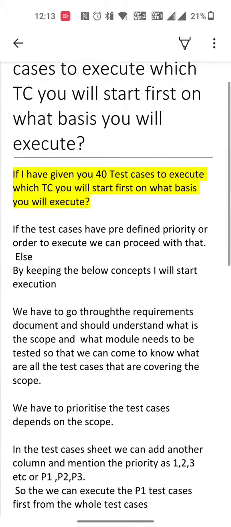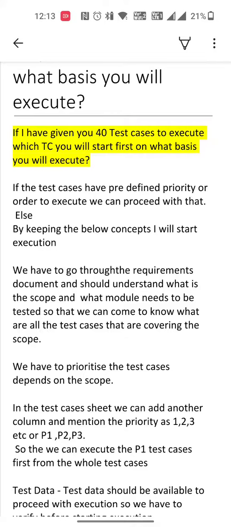We have to go through the requirements document and understand what the scope is and what module needs to be tested, so that we come to know which test cases are covering the scope. If we have 40 test cases, then the main coverage will be covered by at least 20 test cases. So we can pick those test cases and execute them first. If any defects occur in the main areas of coverage, we can easily identify them initially itself and raise the defect.